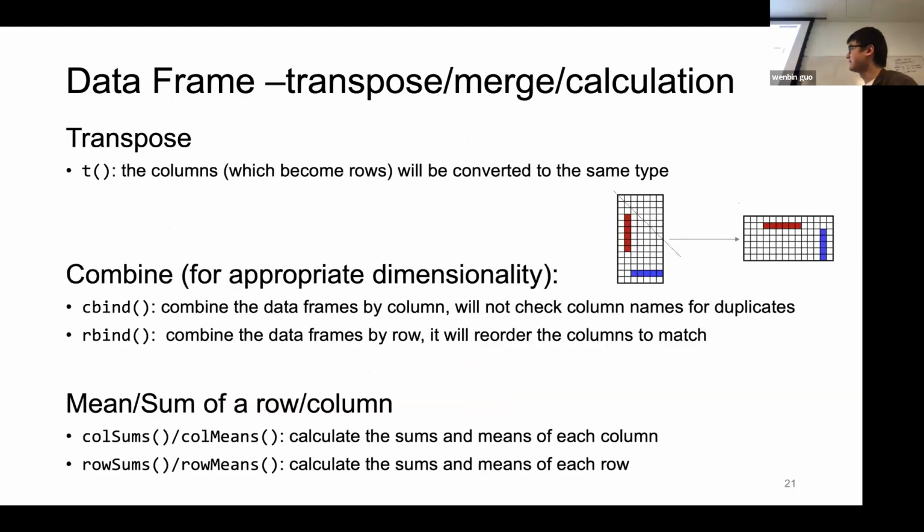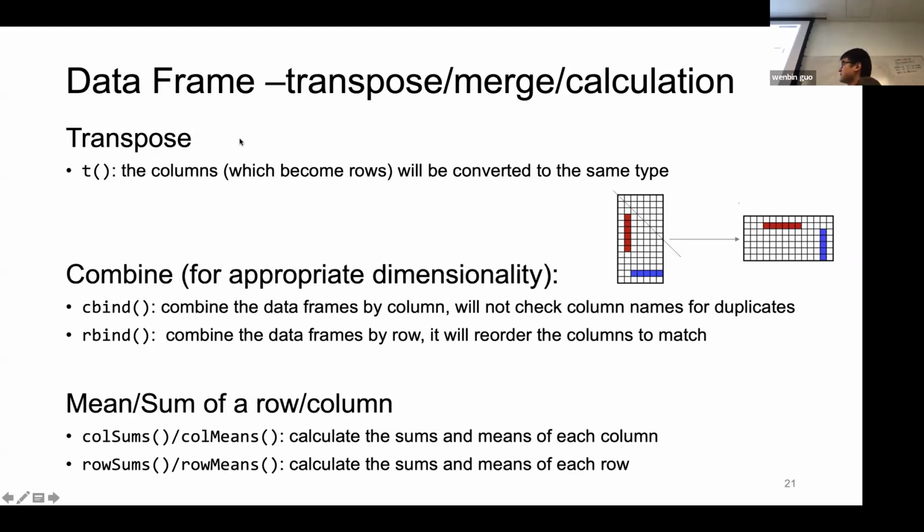So there are also some other functions we can use on the data frame. For example, we may want to transpose the data frame or the matrix. This is useful when, for example, we want to calculate the covariance matrix. Then you will need to compute the inner product between a matrix and the transpose of another matrix. So the t function can do the transpose.